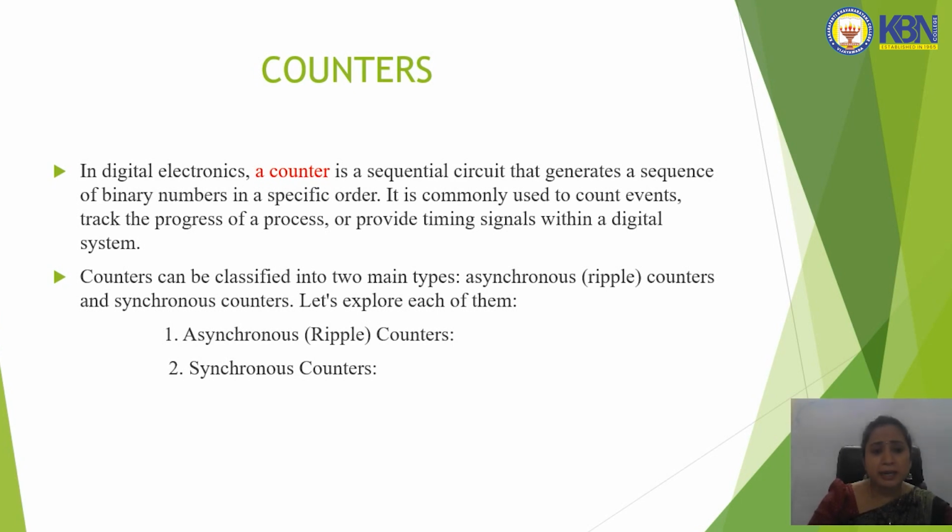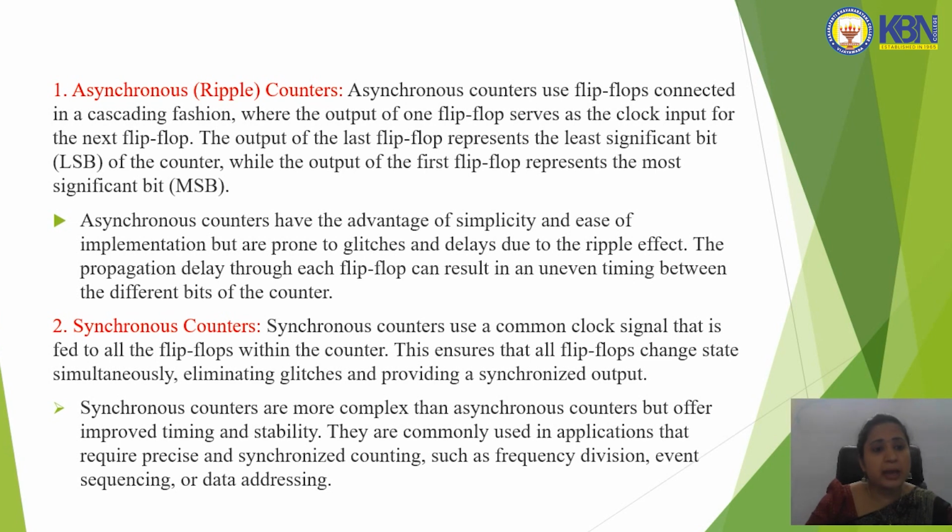Counters can be classified into two main types. One is asynchronous, also known as ripple counters, and the other is synchronous counters. So these are the two kinds of counters. Asynchronous counters use flip-flops connected in a cascading fashion, where the output of one flip-flop serves as the clock input for the next flip-flop.